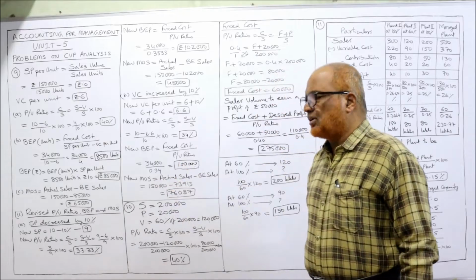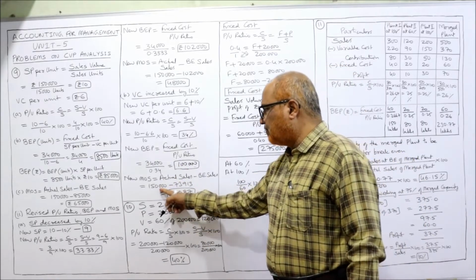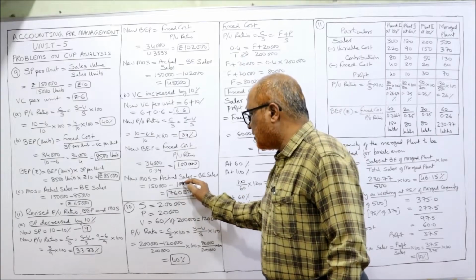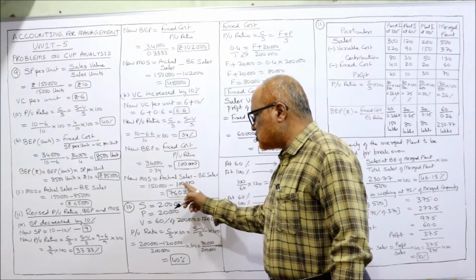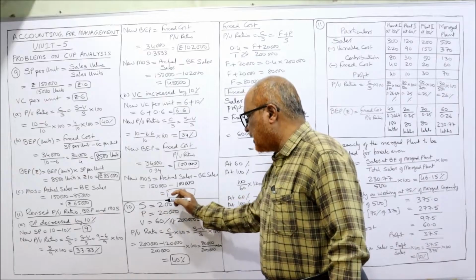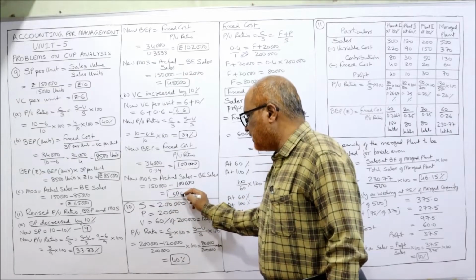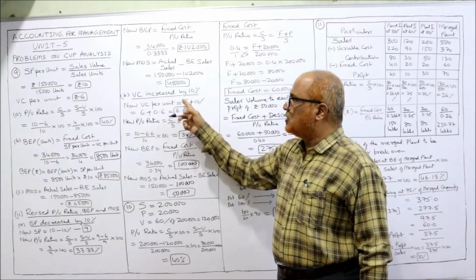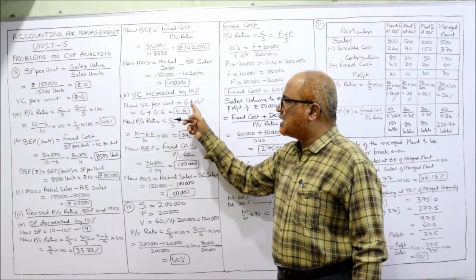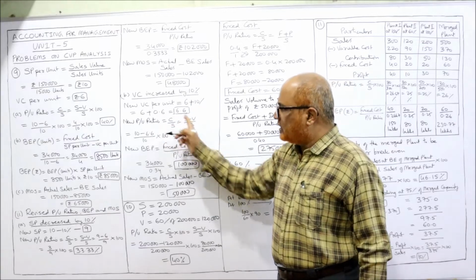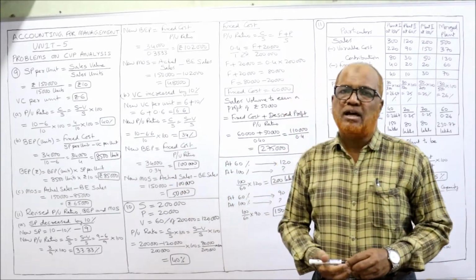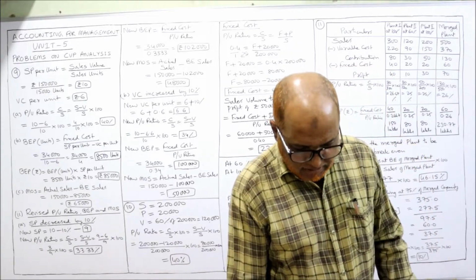Now new margin of safety: actual sales 1,50,000 minus break-even sales, which is 1 lakh. So 1,50,000 minus 1 lakh, you will get 50,000. There was a small mistake. Actually, it is increased, so I should have taken plus, but I took minus by mistake. Now it is absolutely right. The new MOS is 50,000. That's all, 9th problem completed.